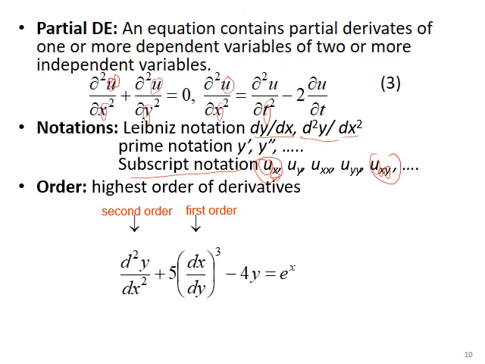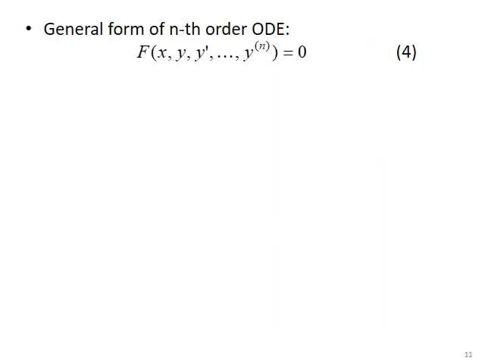Now what about the order? Order is the highest order of the derivative. As an example, in this equation we can see d squared y and dx directly, so the order of this equation is second order. Why? Don't look at this power. This is the power for the whole derivative. But here 2 means it is differentiated twice. y has been differentiated twice with respect to x, so this is called second order.